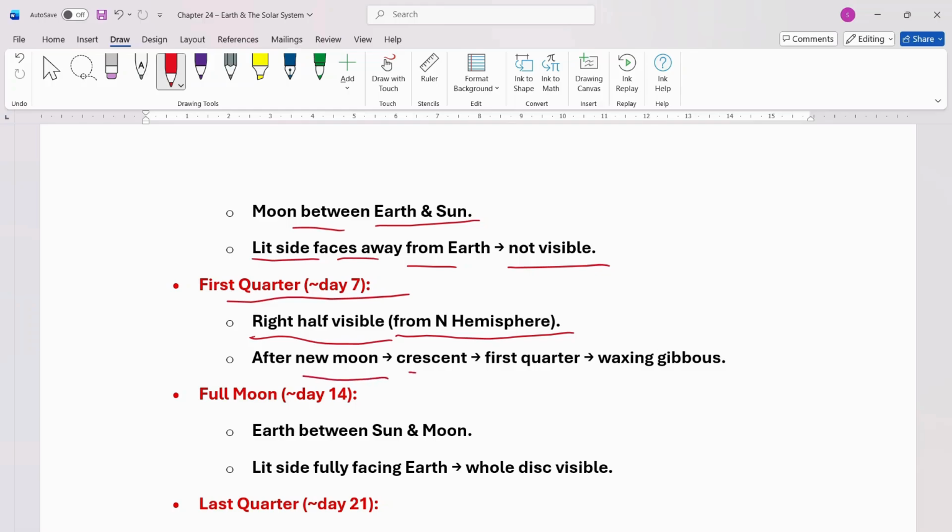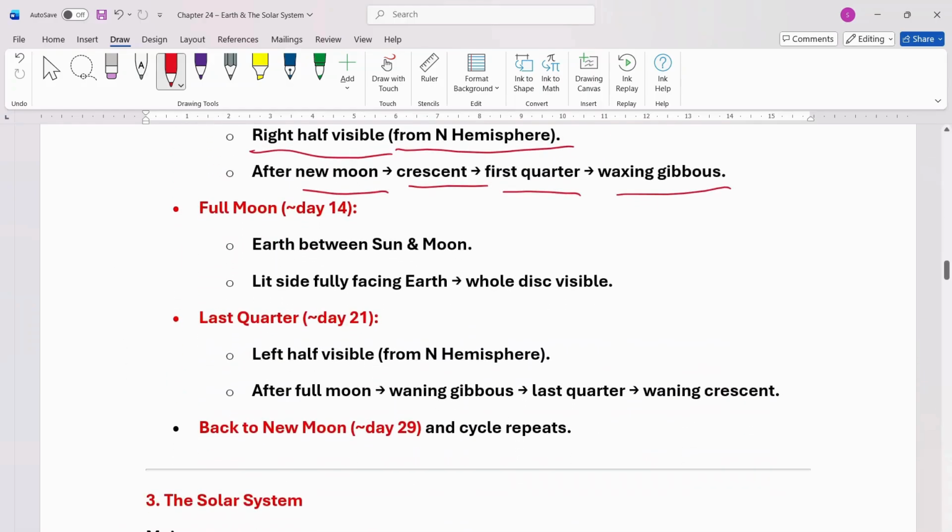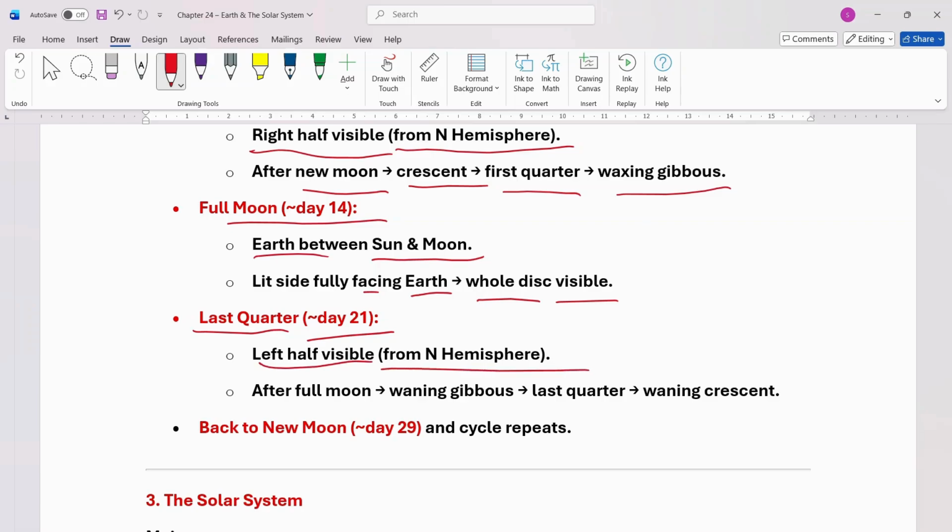After new moon, crescent, first quarter, and then waxing gibbous. Full moon, approximately day 14. Earth is between the Sun and Moon. The lit side is fully facing Earth, and the whole disk is visible. Last quarter, approximately day 21. Left half visible from the northern hemisphere.